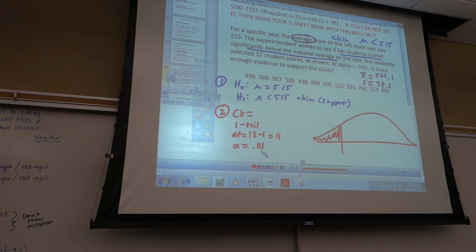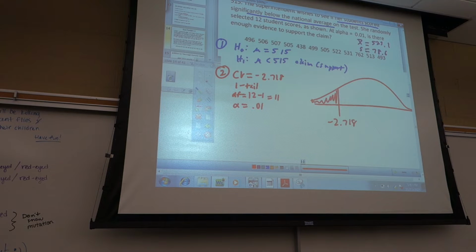One tail test, that's the bottom row of a 0.01. So it's the very middle column. Down to 11, 2.718. Except it's left-tailed, so it is negative 2.718. Great. Next step, you find my test stat.